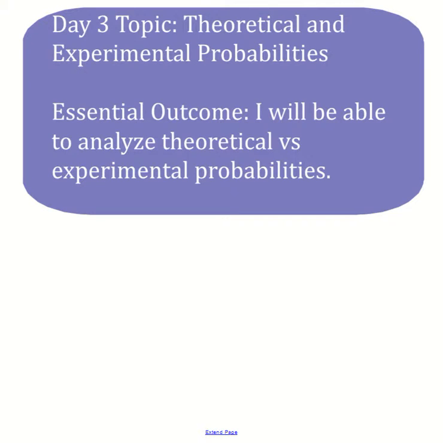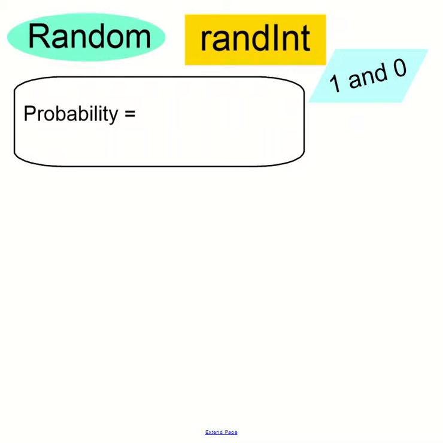This is lesson 3 of chapter 7 of probability and statistics. Our topic today is theoretical and experimental probabilities. Your essential outcome is that you will be able to analyze theoretical versus experimental probabilities. Alright, so things we talked about.